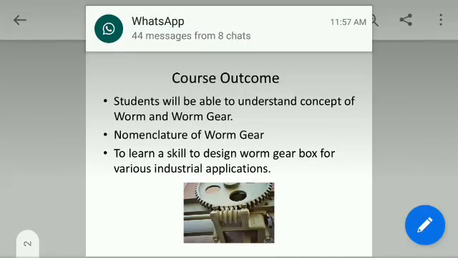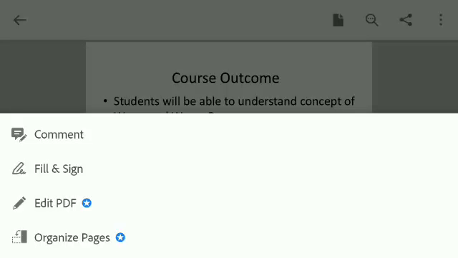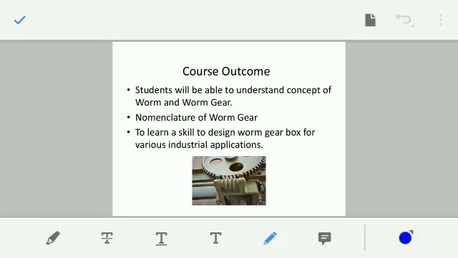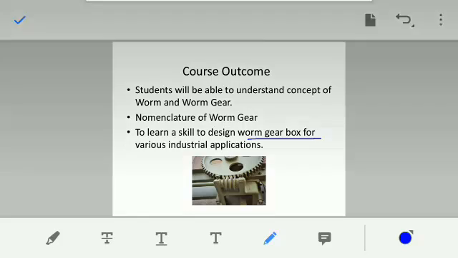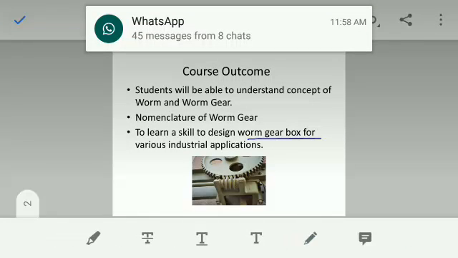At the end of this course, students will come to know about the concept of worm and worm gear, the nomenclature of worm gear, and they will learn a skill to design a worm gear box for various industrial applications. So this is one part of our practical to design a worm gear box, and they will be able to design the worm gear box at the end of this course.